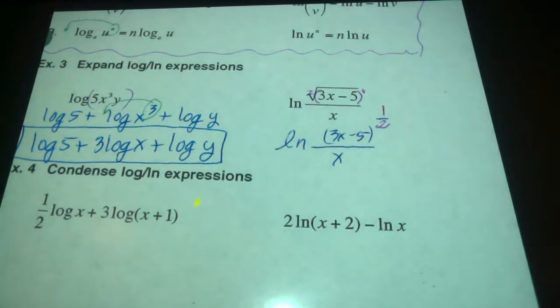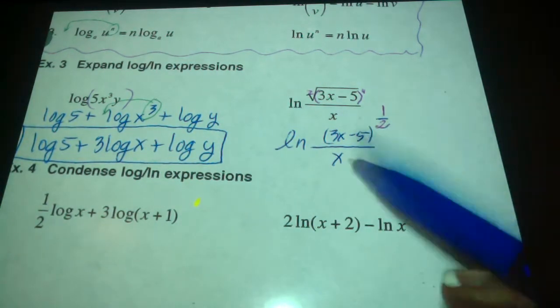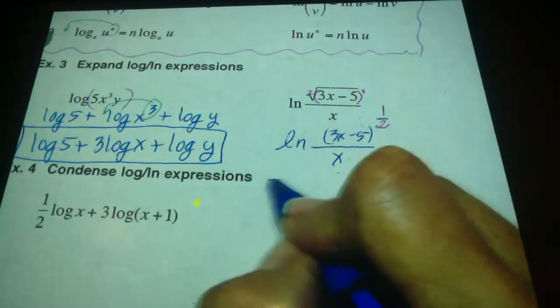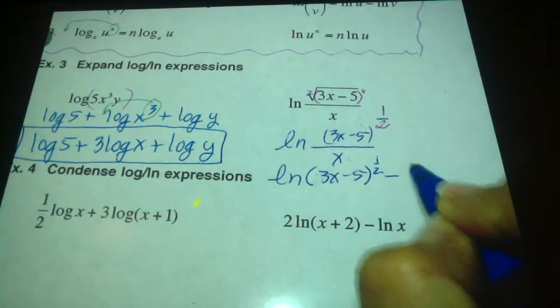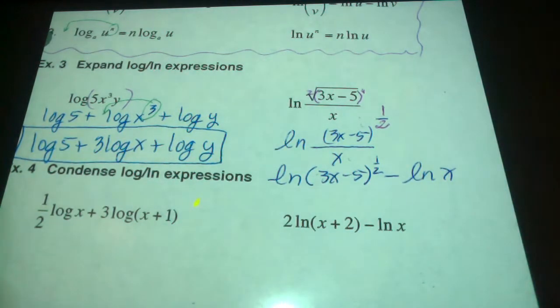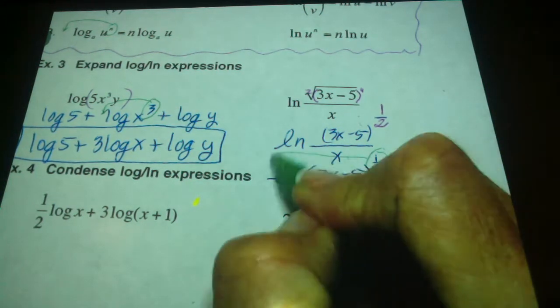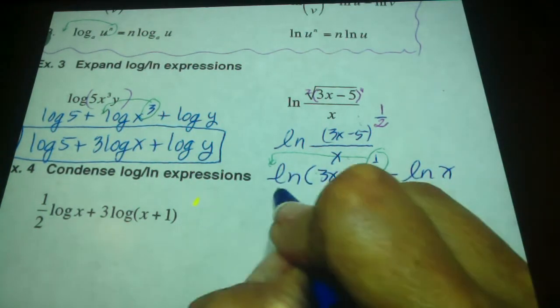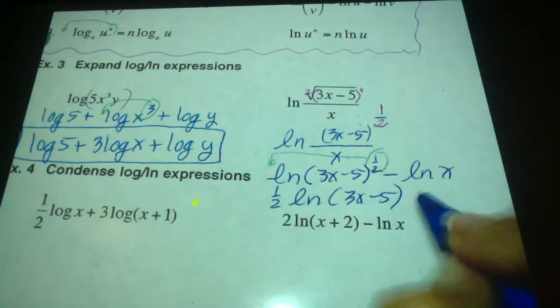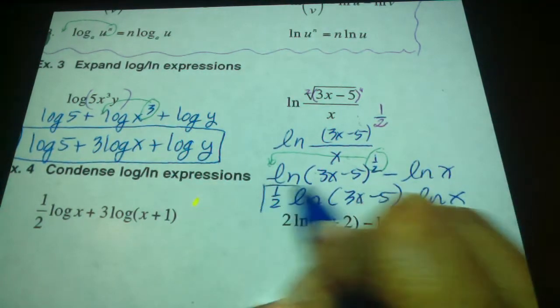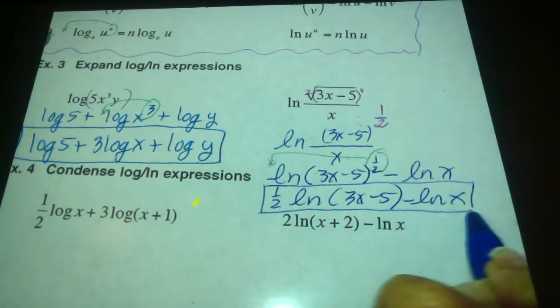So we're expanding, we're stretching out. Now, what do I do with division? Subtract. So I've got the natural log of 3x minus 5 raised to the 1/2 minus the natural log of x. And yes, you have to have a natural log with each piece. If you leave off the natural log on the x, you're going to have a wrong answer. Am I done? Can't I swing that 1/2 out in front? So I get 1/2 natural log of 3x minus 5. Yes, you need your parentheses. Minus the natural log of x. And there is your final answer.